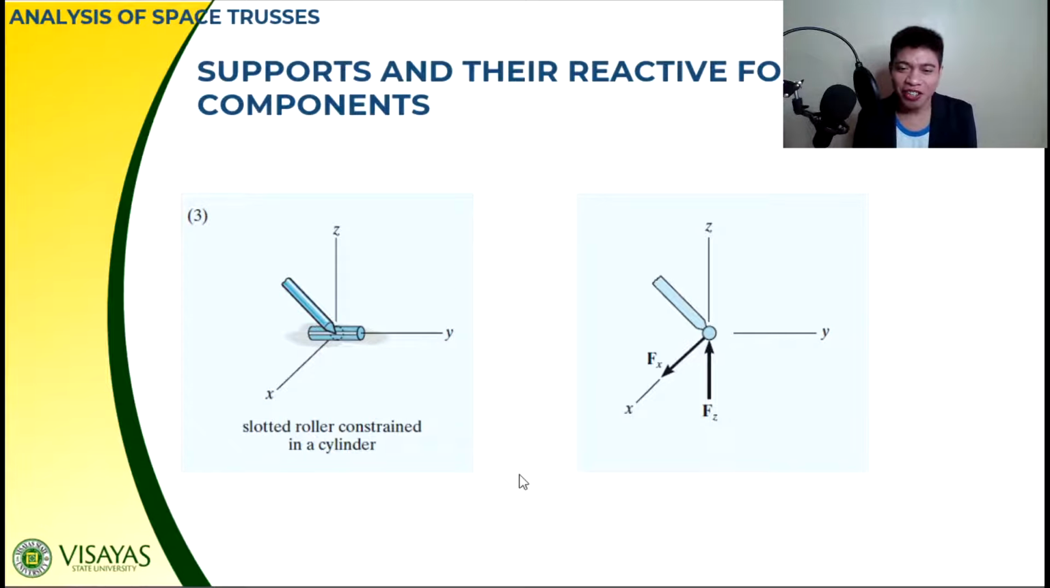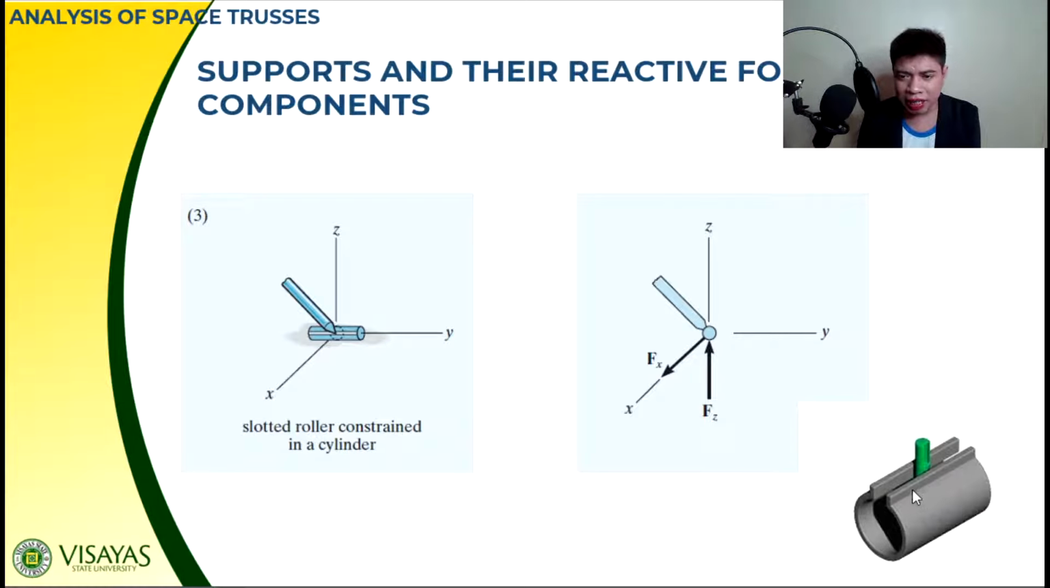So, yun na, guys, no? So, hindi siya pwedeng gumalaw sa z-axis. So, kaya meron tayong reaction sa z. And hindi siya pwedeng gumalaw sa x-axis. Kaya meron tayong reaction sa x. Okay? So parang ganito yung itsura niya guys sa actual, di ba? Yung parang this is cylinder, so pwede lamang siyang gumalaw dito and pwede siyang mag-rotate at any direction. Ayun yung ating member. Pero bawal siyang gumalaw sa ganitong direction and bawal siyang gumalaw sa ganitong direction. Okay? So, ayun. So that is yung slotted roller constrained in a cylinder.